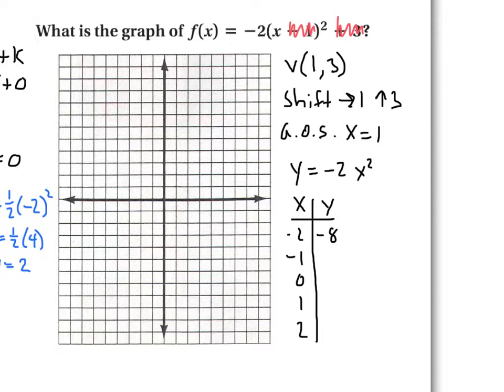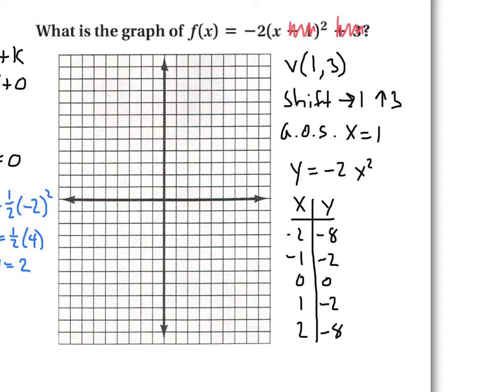Plugging in negative 1. Negative 1 squared, positive 1, times negative 2, negative 2. 0 squared is 0. 0 times negative 2 is 0. 1 squared is 1. 1 times negative 2 is negative 2. Notice that these numbers are just repeating, right? So without even doing any math, what should the y value be for 2? Negative 8. It's got to be symmetrical with what we already did. Parabolas are always symmetrical.